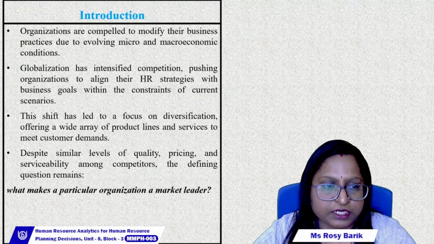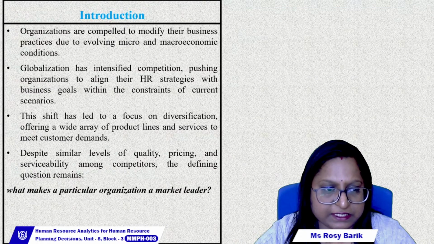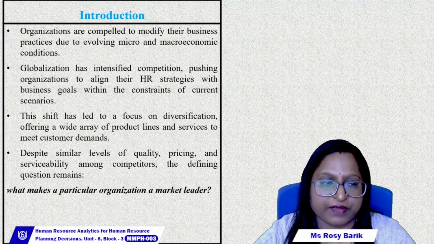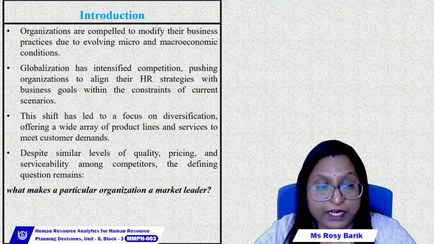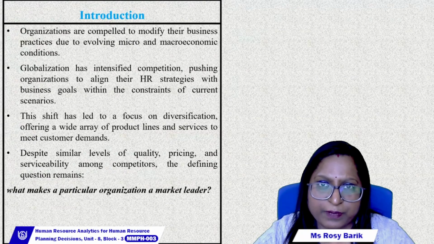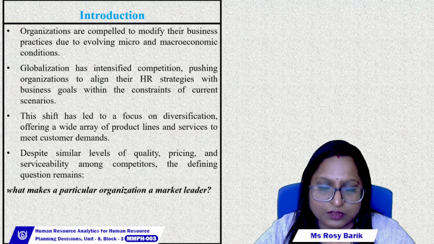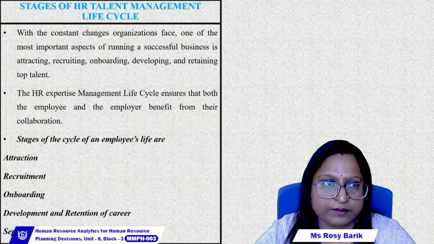So, in order to meet the demand of the customer, the organization is following different strategies, different metrics. Despite a similar level of quality, pricing, and serviceability among the competitors, the defining question remains: what makes a particular organization a market leader? Why is this competition occurring in the labor market, and why is one company leading and other companies are not? So, let's have a discussion on it.